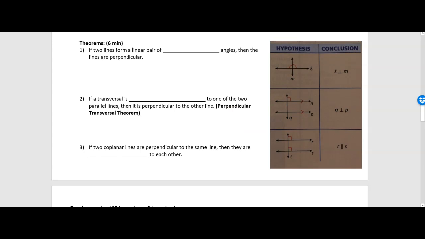Theorem number one. If two lines form a linear pair of congruent angles, then the lines are perpendicular. And you can also think, right, if we have a linear pair of congruent angles, they're going to have to be right angles. You can see that over here in the diagram, right? You have a linear pair of angles, and they are both congruent because they both have that single red arc. If that's true, then line L is going to be perpendicular to line M.